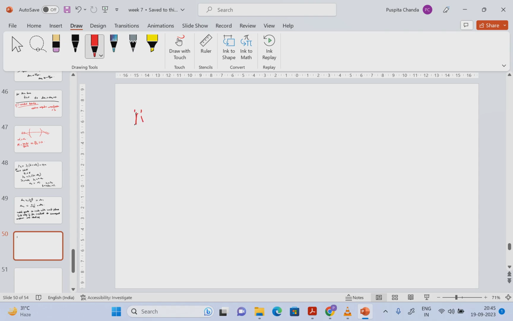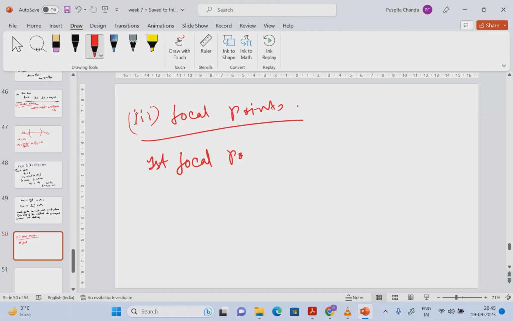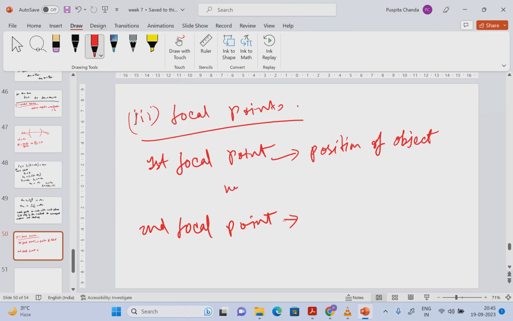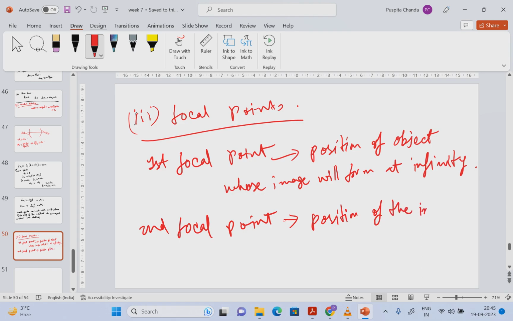The third is the focal point. There is the first focal point and the second focal point. The first focal point is the position of the object whose image will form at infinity. The second focal point is the position of the image whose object is at infinity.